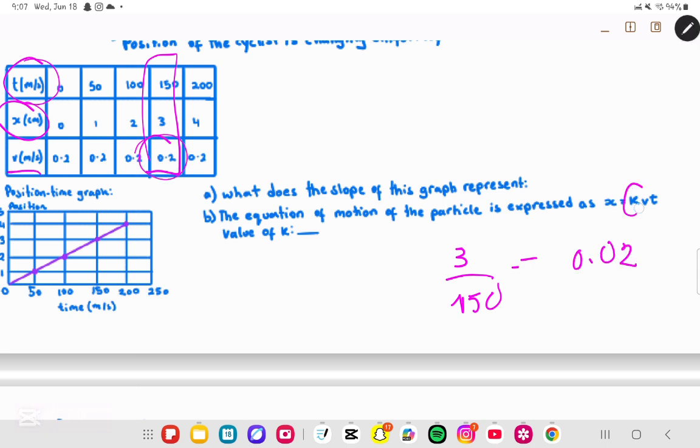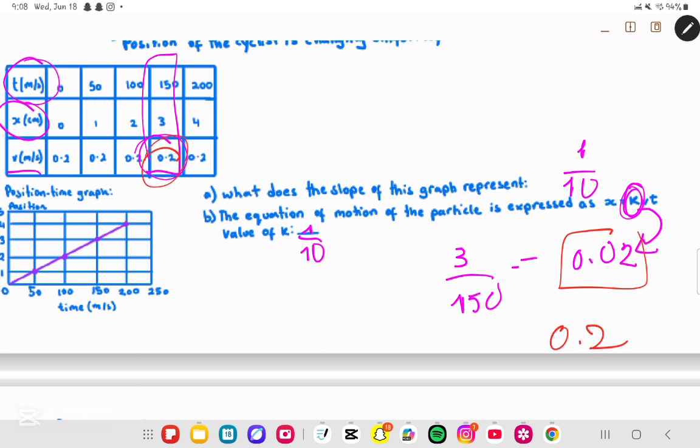So what's the value of k? The value of k is going to be 1 over 10. Why is that? Because we found that the distance over the time is 0.02, whereas the velocity they gave us is 0.2. So if we were to do the equation, what's the equation?